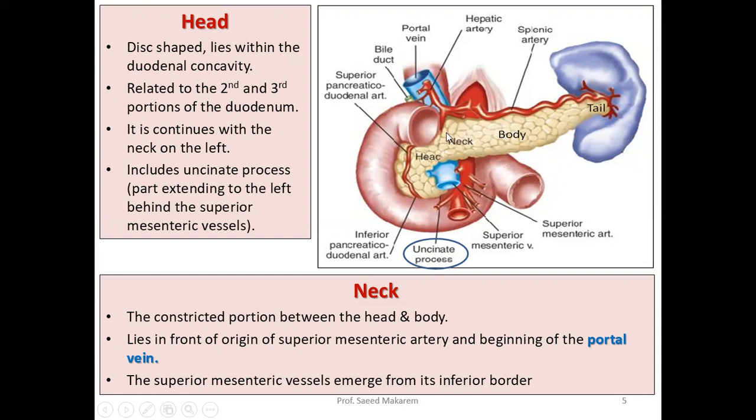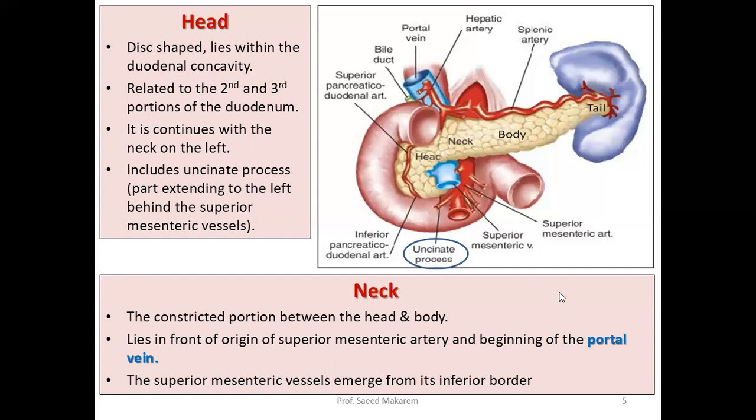This is a very important relation, because in case of portal hypertension, if you want to trace the beginning of the portal vein, then just go behind the neck of the pancreas, and you can easily see the structure, which is nothing but the portal vein.